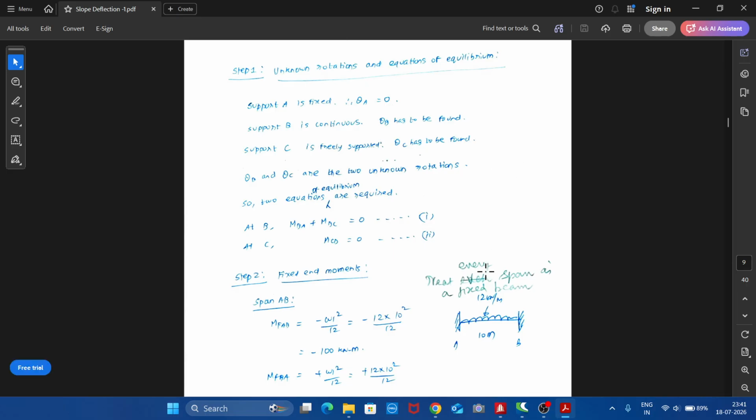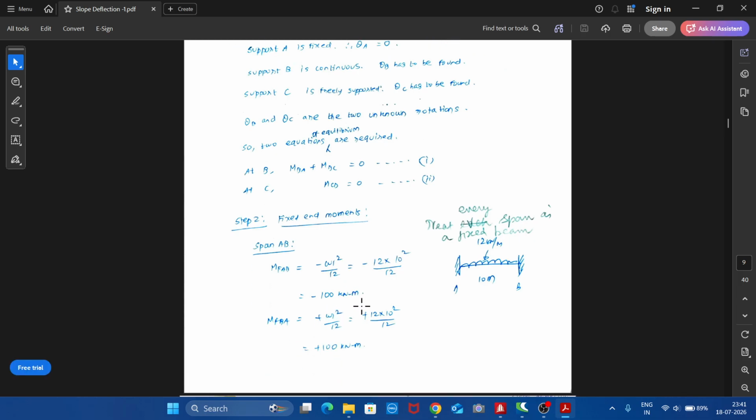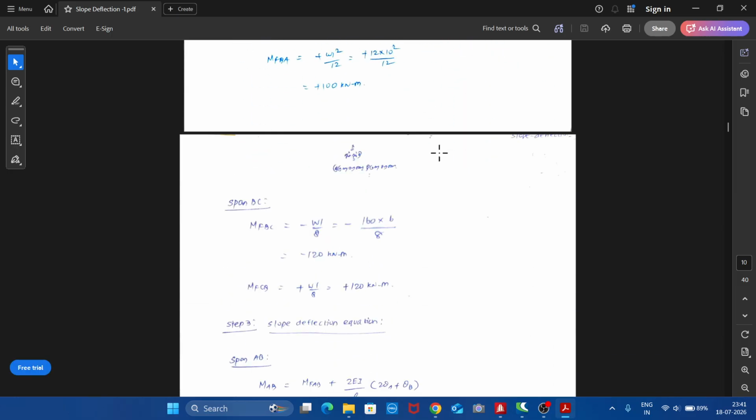Span AB is subjected to UDL. The fixed end moment formula is minus WL squared by 12 and plus WL squared by 12. Therefore, we get minus 100 kilonewton meter and plus 100 kilonewton meter. In span BC, it is a central point load, so minus WL by 8 on the left and plus WL by 8 on the right. So we get minus 120 kilonewton meter and plus 120 kilonewton meter.